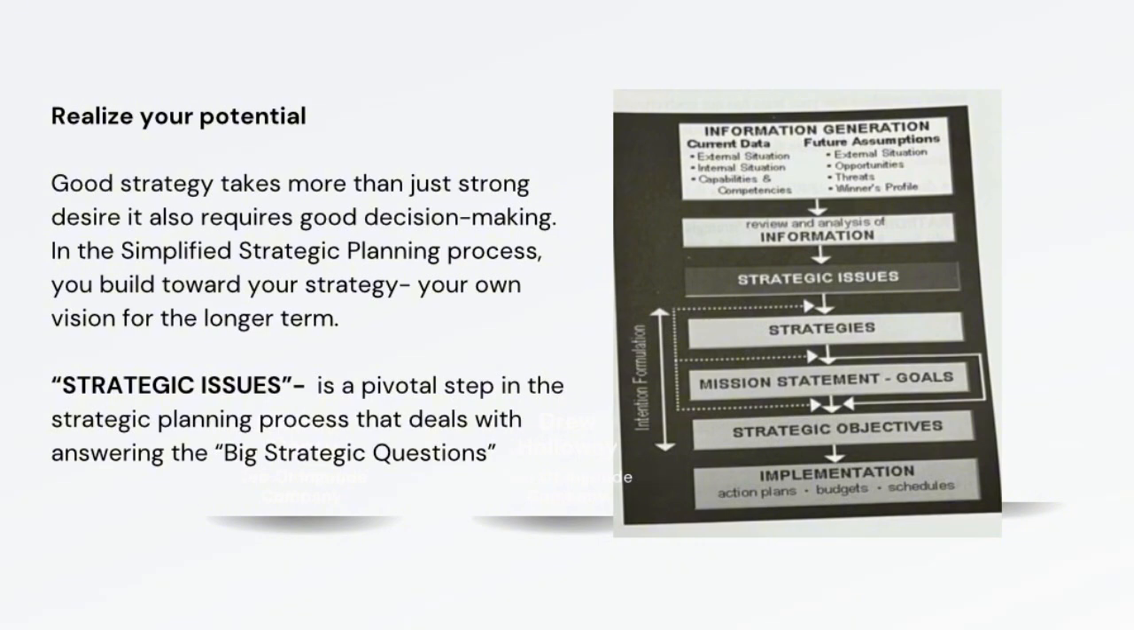Information generation. What is information generation? Information generation is the process of collecting, analyzing, and organizing data to support strategic decision making. Information generation uses current data, like external and internal, future assumptions, and external opportunities. Then the second is information. Information refers to the meaningful data gathered during information generation. The types of information are financial reports, employee and performance, and operational efficiency, which are internal. But the external are market trends, customer behaviors, and competitors' strategy.